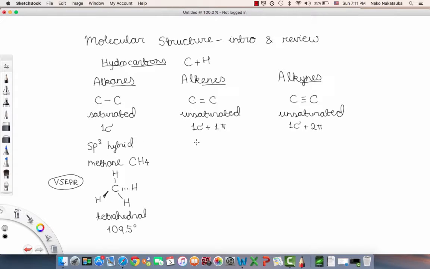Now let's look at alkenes. Alkenes have a double bond, so they're sp2 hybridized. A good example of this is ethene. As you can see, methane ends with -ane, ethene ends with -ene. That tells us what family it belongs to. Ethene is C2H4, and if I drew it out for you, it would look like this.